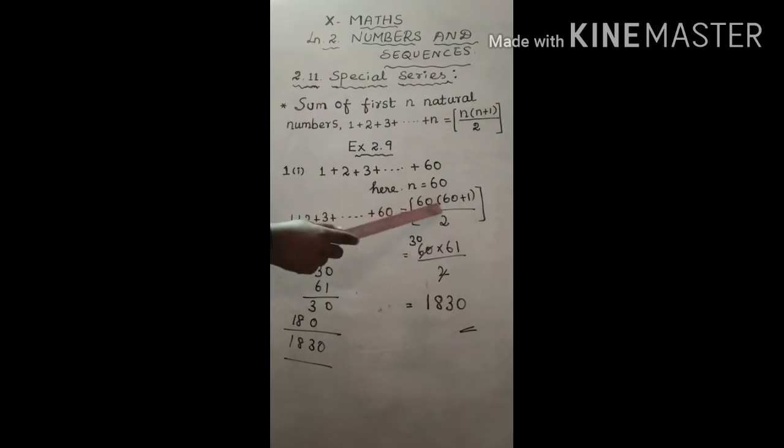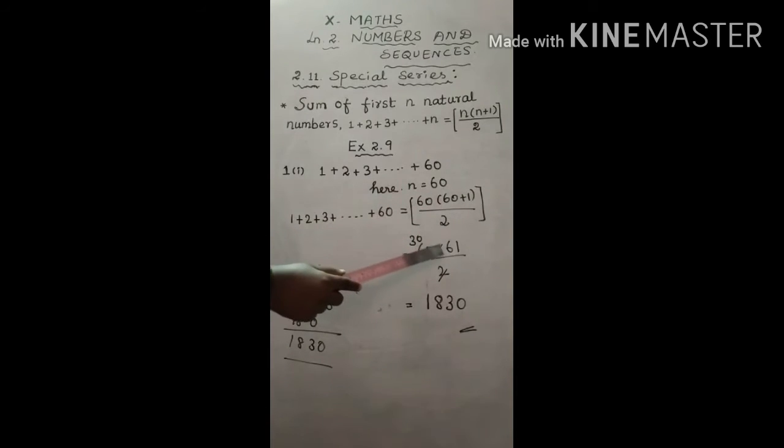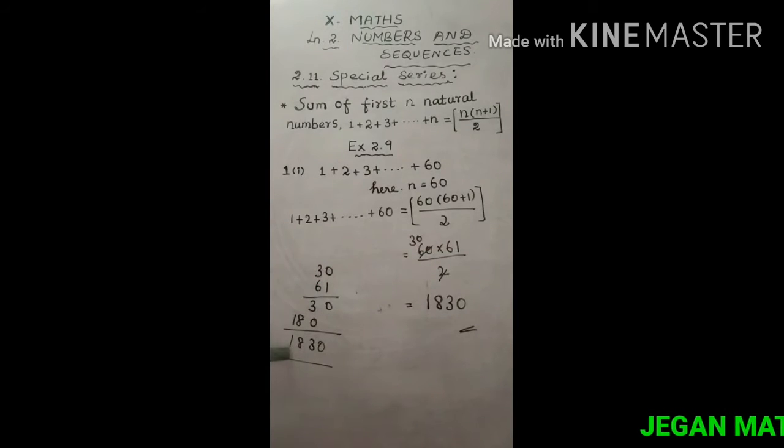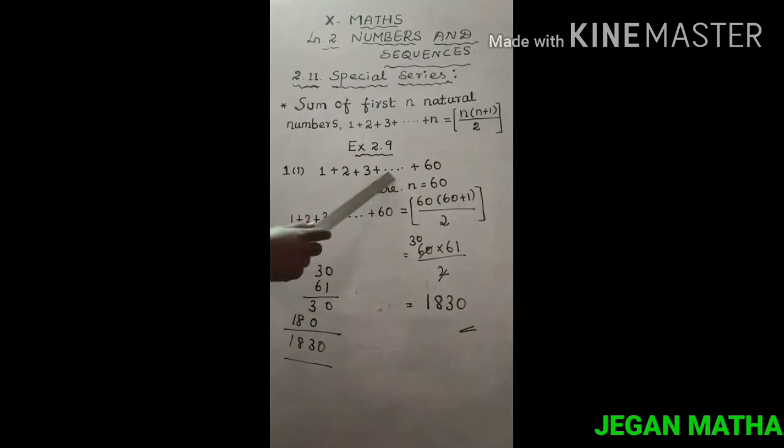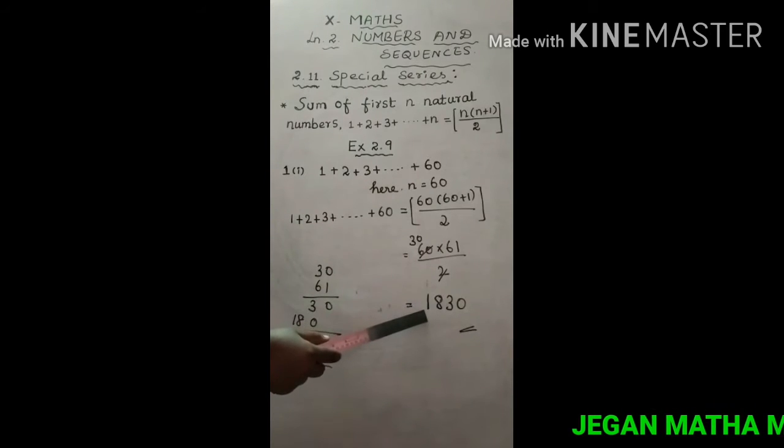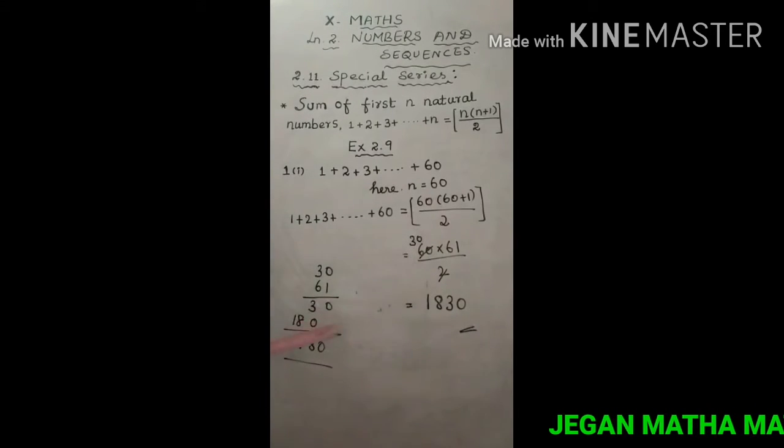60 plus 1 is 61. So 60 multiplied by 61 divided by 2. 1 2s are 2, 30 2s are 60. So 30 multiplied by 61, we have 1830. So the sum of the given series is 1830.